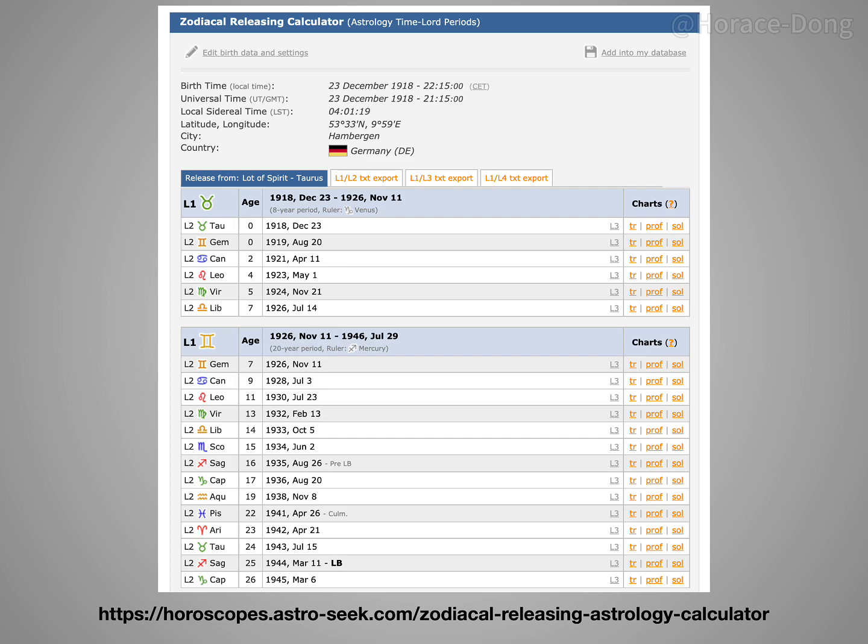Here I use AstroSeek to search for each period. All you have to do is go to this website and enter all the information needed. Then it will automatically calculate the information we need.